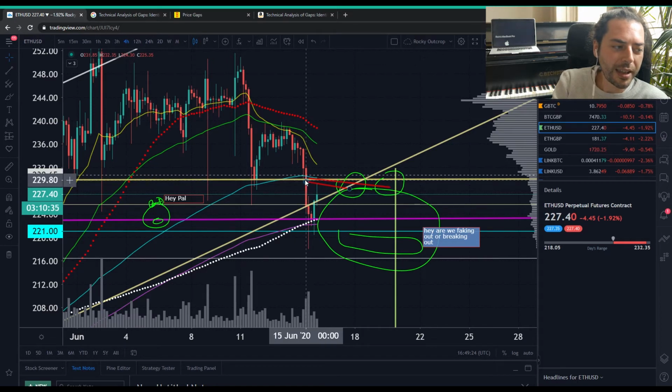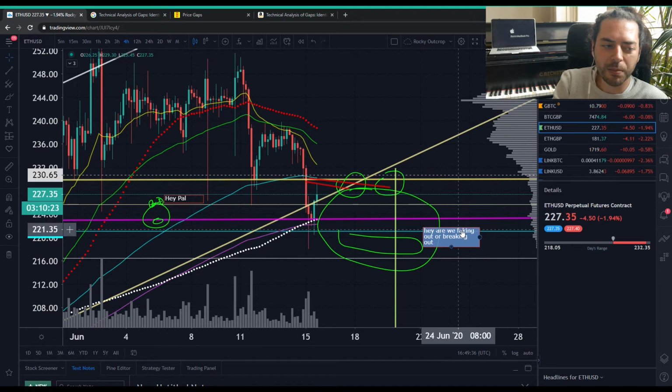Right, let's look here. We had the Hey Pal line. We came down, we touched it, we went back up again, we came back down again. On the way, the most crucial area towards the Hey Pal line was the 230 zone that we talked about. And this candle came in with laser beams on its eyes and melted that, zooming right through that price and on down into this zone that we were calling the hey, are we faking it or breaking out zone?